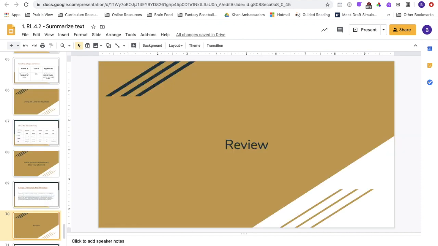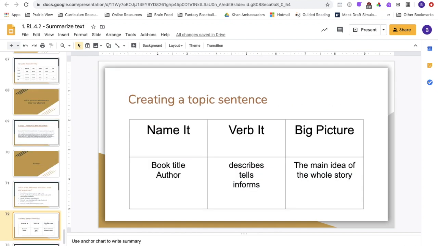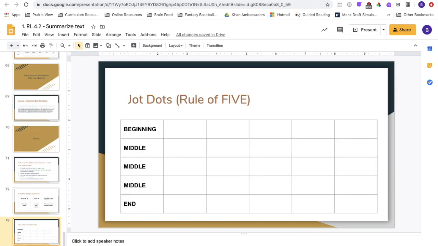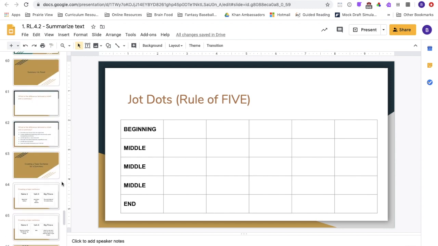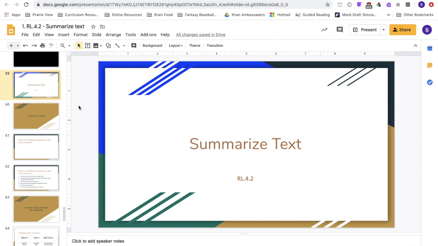In review, we have a difference between retell and summary, and we went through that. It looks like there's 6 points here, so we got all of those. We came up with a topic sentence with a name it, verb it, and big picture. Then we used our jot dots, our rule of 5, to put it in our words, not the author's. And then the last thing that we did is we planned it all out. So if you're ever looking on how to summarize a text, that's a very simple way that you can use so that you have the exact information that needs to be in your summary.